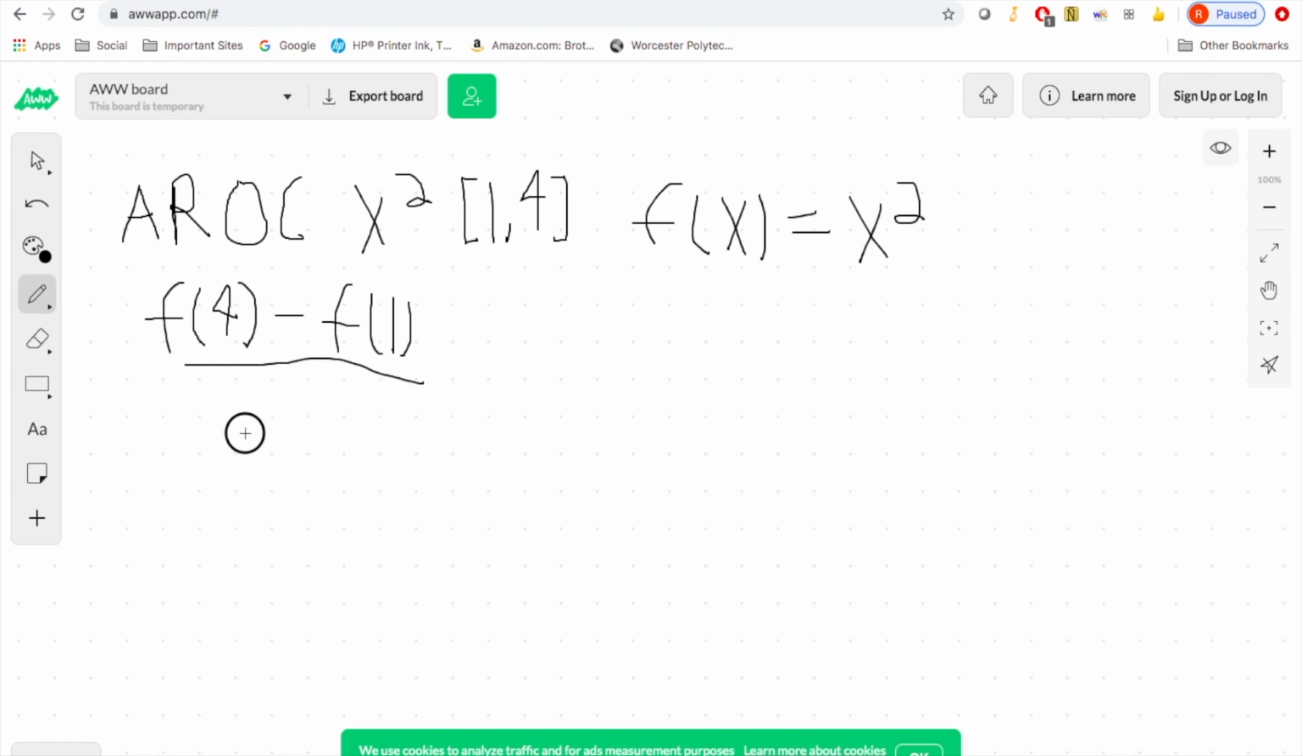We could solve this out. I think it would end up being, let's see, f of 4 is 16, f of 1 is 1. So that's 16 minus 1 over 4 minus 1, which is going to be 15 over 3, so that's going to be 5. So our average rate of change of x squared over the interval 1 to 4 is going to be 5. And like I said, that's just a bit of a warm-up question to get us going and refresh us on rates of change.